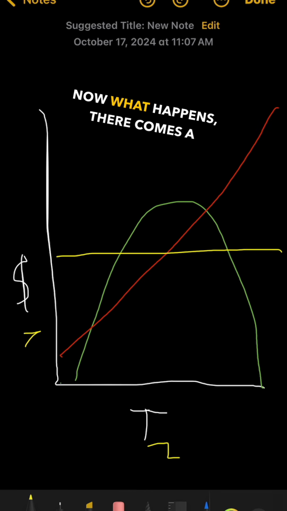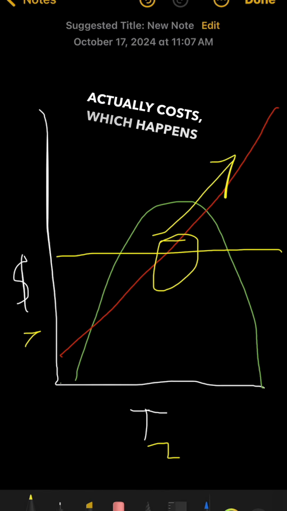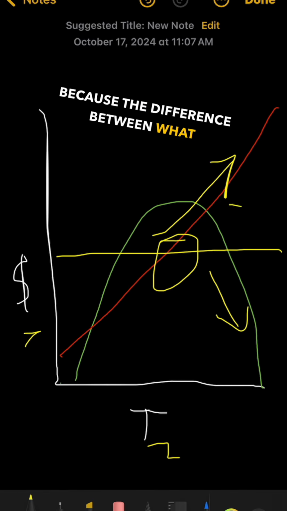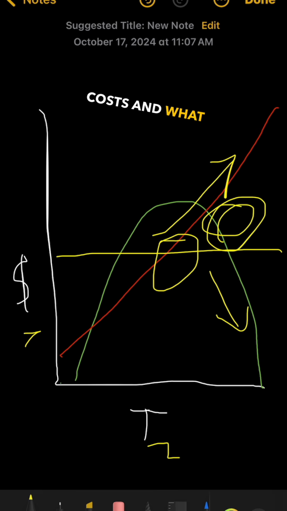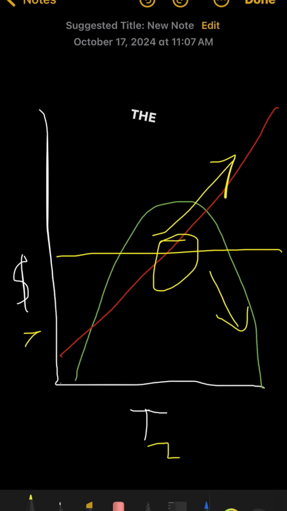Now what happens, there comes a time when the amount of money paid in starts being less than how much the insurance actually costs, which happens in this next part of the graph that I demonstrated with the circle and the arrow. That is when the cash value starts to decline, because the difference between what the insurance costs and what the client is paying every month has to be satisfied somehow. So it comes out of the cash value.